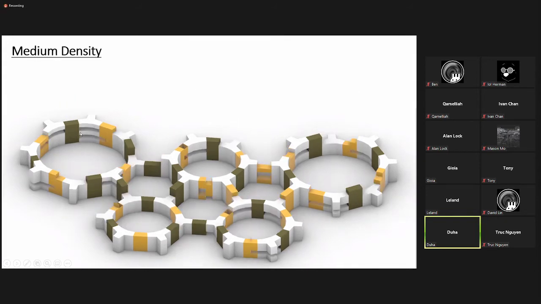And then you see here that this is the medium density where, for example, if we take this side. Okay, so you have these two units. This unit expanded, but this unit did not expand. So you have the space that can actually be enjoyed. And there are so many possibilities of this system.